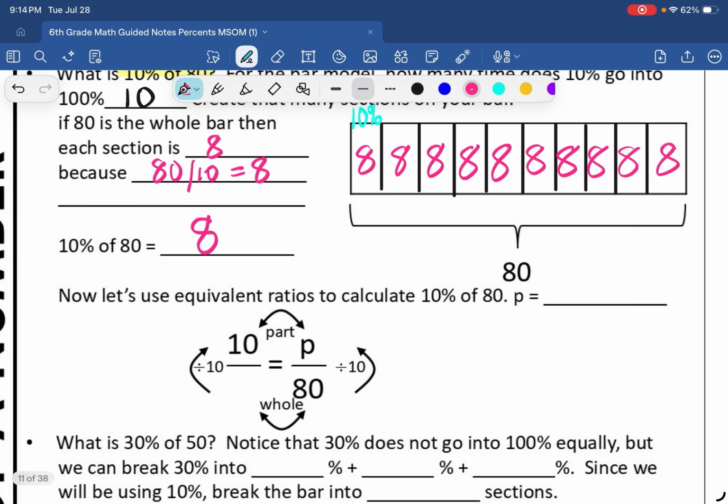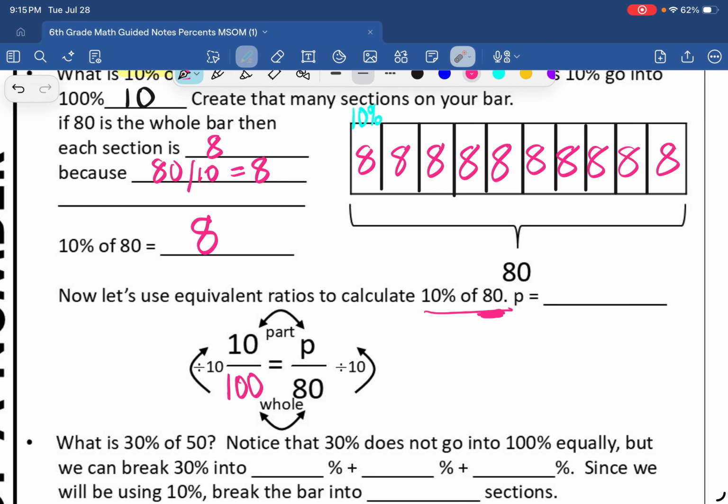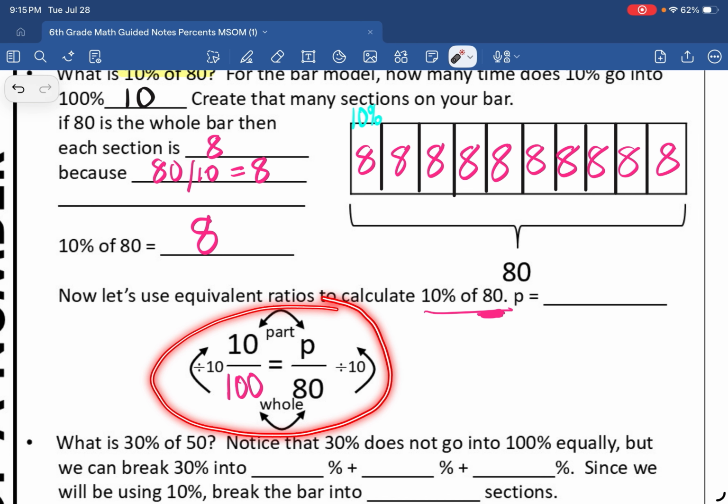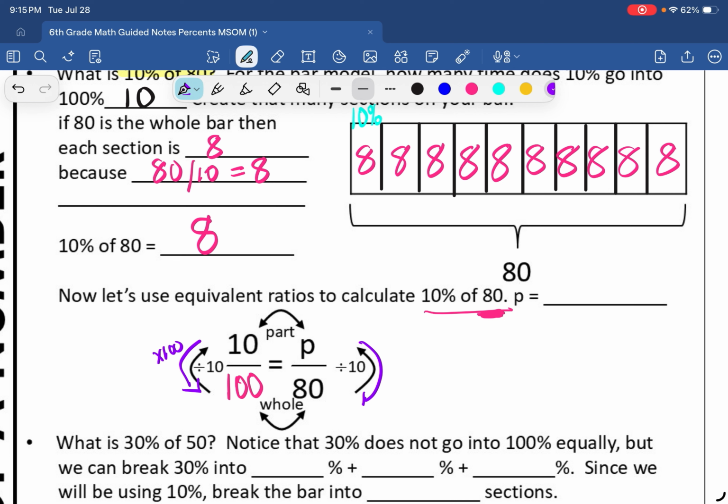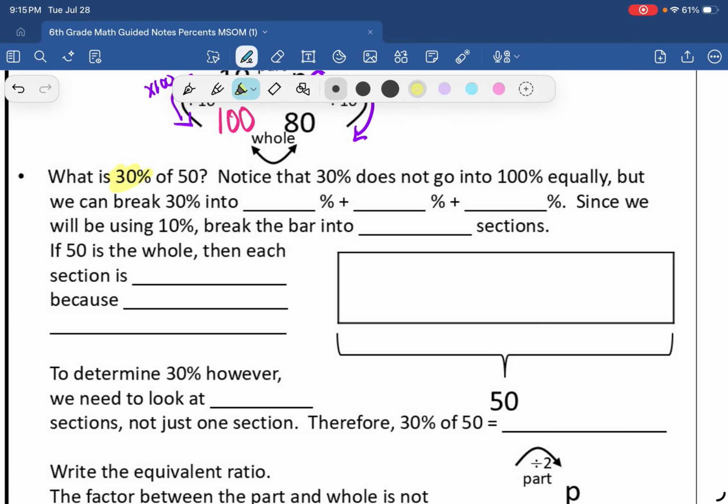Now let's solve the same problem using equivalent ratios. So 10% of 80. 10% will be 10 out of 100, and then 80 will be my whole as well, so that will go in the denominator. So here is my ratio set up. Now I'm going to look for multiplicative factors. I notice vertically that 10 times 10 is 100. So some number times 10 has to be 80. If I don't know what that is, I can go 80 divided by 10, but that will also give me 8.